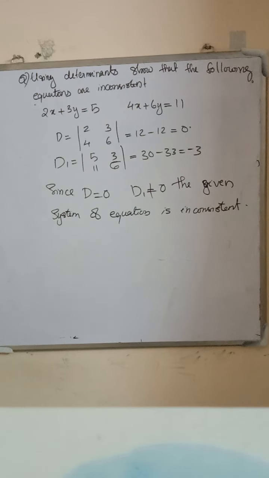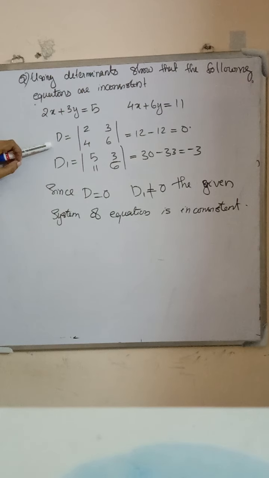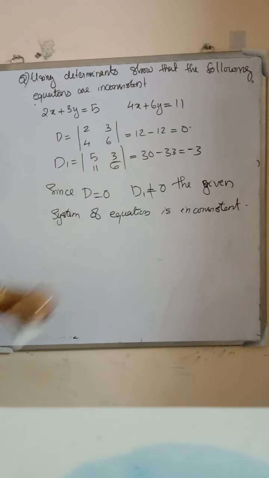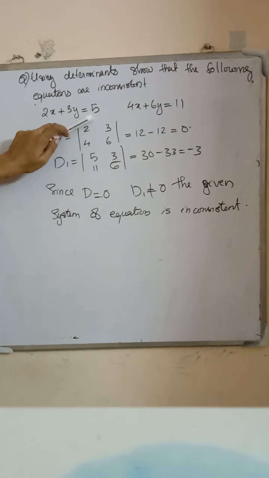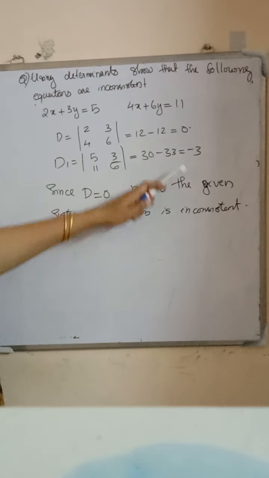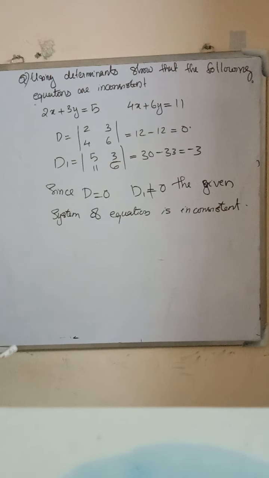Next problem. Using determinants, show that the following equations are inconsistent. The equations are 2x plus 3y equal to 5 and 4x plus 6y equal to 11. By Cramer's rule, D is equal to the determinant of the coefficient matrix 2, 3, 4, 6. Its determinant is 0. And D1 is obtained by replacing the first column by 5 and 11, and the determinant is minus 3. Here D is equal to 0 but D1 is not equal to 0. Therefore, the given system of equations is inconsistent.